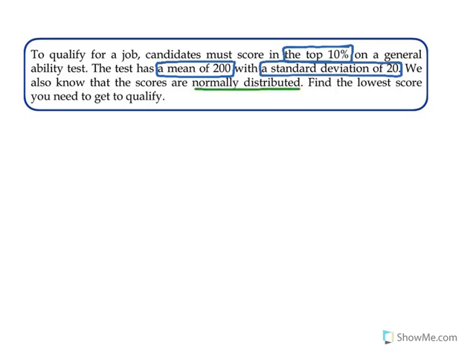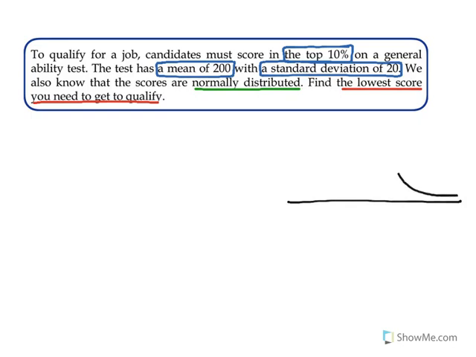Find the lowest score that you need to get to qualify for the job. So what is the lowest you should get so that you are in the top 10%? You need to be in the top 10% of people that take this test. So let me draw the graph so you understand it better.